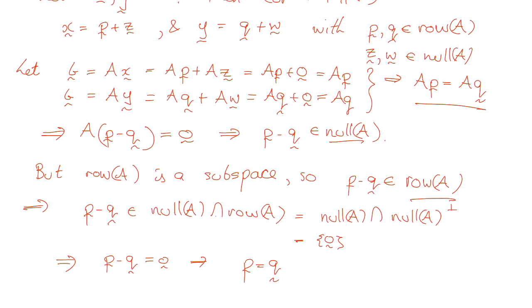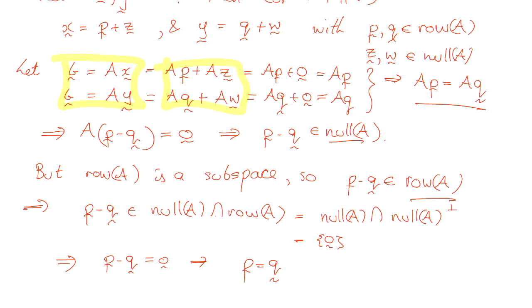So what we've shown is that if you take two solutions to AX equals B, you decompose them into something from the row space plus something from the null space, which we can do for any vector in Rn, then you find, after a little bit of doodling, that the thing in the row space had to be the same in both cases. So every solution to AX equals B is the sum of the same thing from the row space plus something else from the null space.